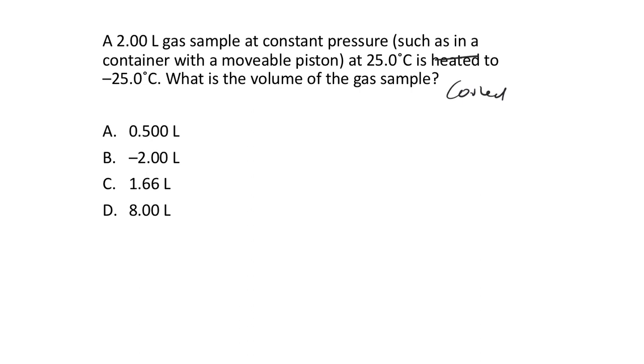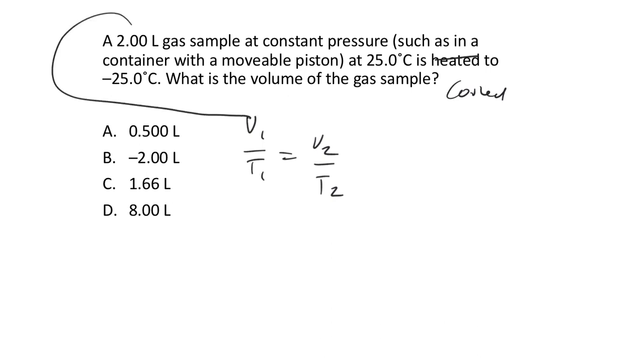Well, remember how I said you have to convert to Kelvin. So if we look at our equation, V1 over T1 equals V2 over T2, and we're realizing V1 is 2 liters, T1 is 25 degrees C, that we can't just plug in negative 25.0 degrees C here. Volume doesn't flip to negative, right? And so this is where we have to go to that absolute temperature scale.